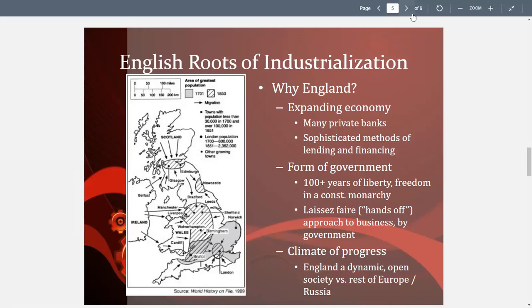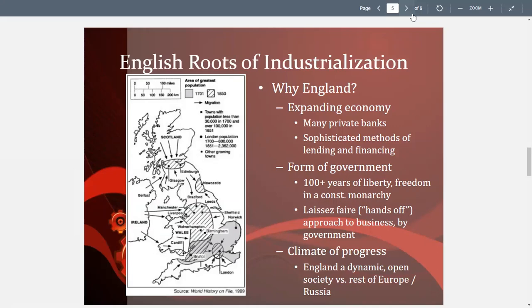Why England? They're the ones that had an expanding economy. They had more banks than anybody else. They had sophisticated lending practices already set. And they didn't go through a French Revolution like France did. They've had a stable government for over 100 years. There's a constitutional monarchy with the parliament basically choosing and checking that monarch. So since the Glorious Revolution, they haven't had the fighting back and forth.